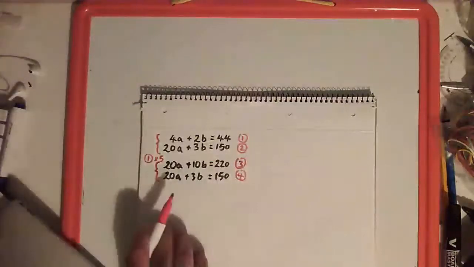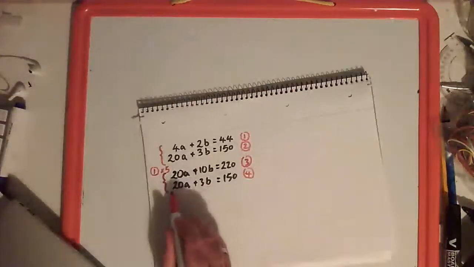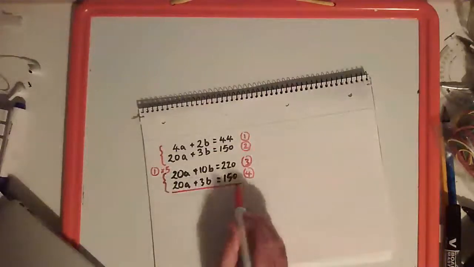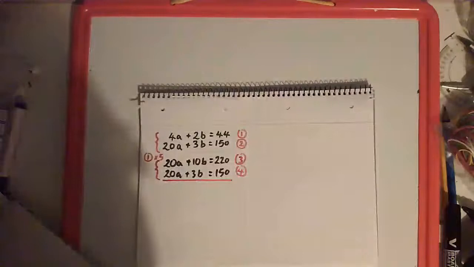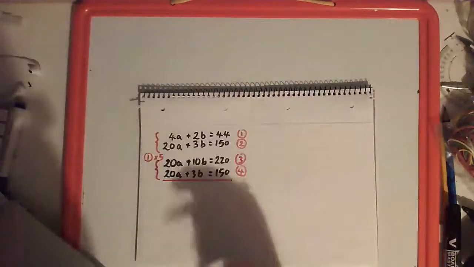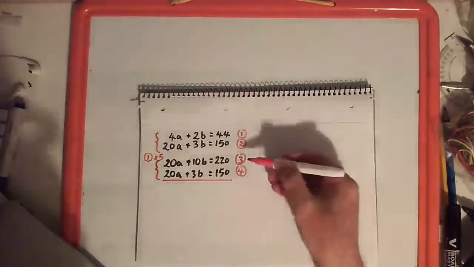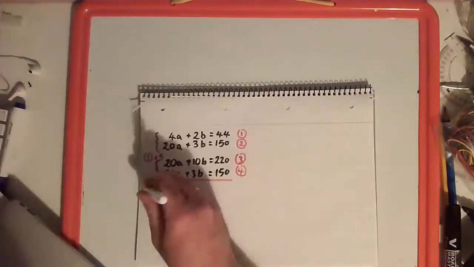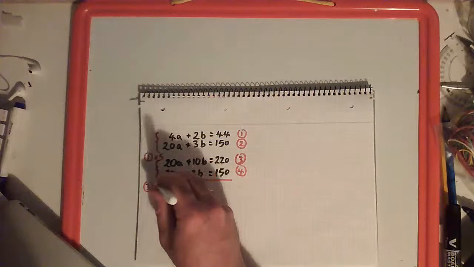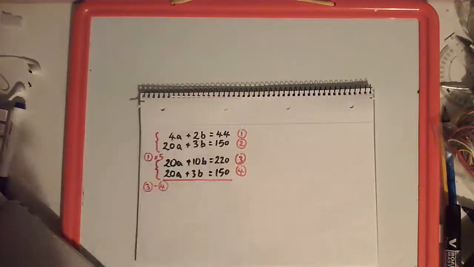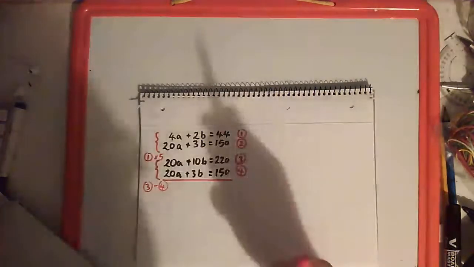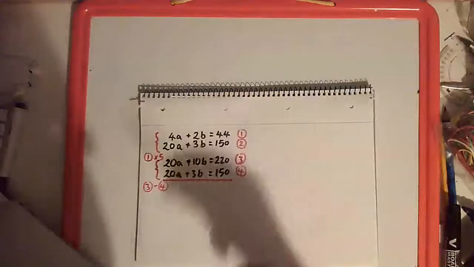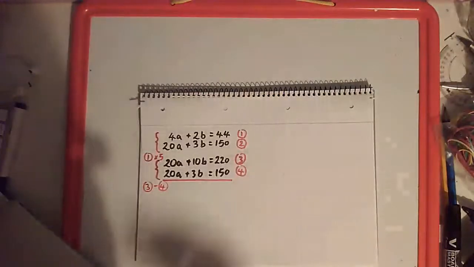Both of those equations have the same amount of a in them. So what I can do with simultaneous equations is take whole equations away from one another. So I can do everything in equation 3, take away everything in equation 4. I'm going to label that as 3 minus 4 in a different color to show that it's equation number 3 and equation number 4.